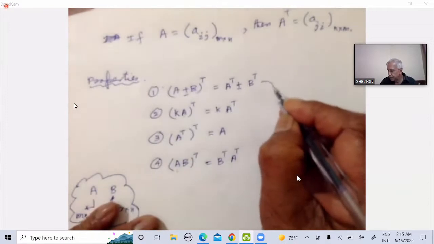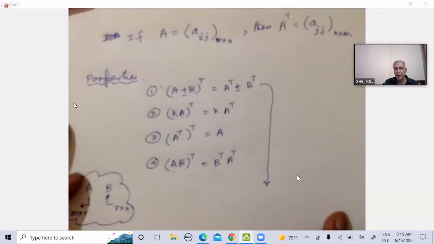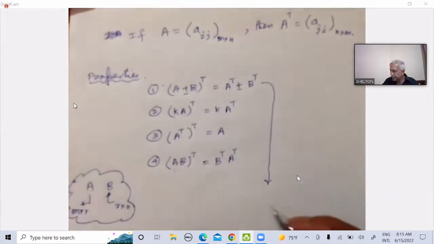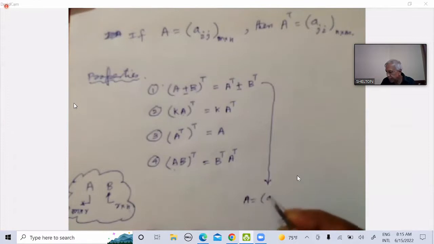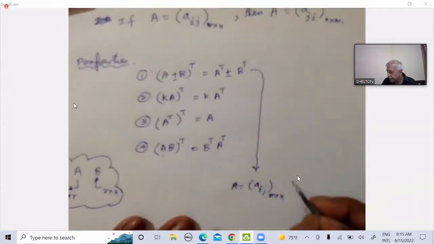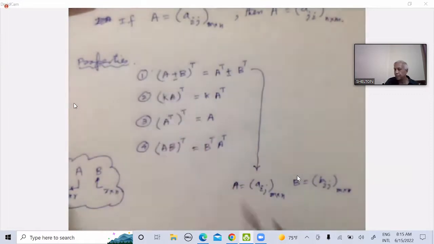When we do things like this, you think you have to just memorize them without any understanding of what is happening. Let me just take the plus sign and try to explain what happens. Suppose A is equal to Aij, m by n, and B, let us write it as Bij, m by n. Why do I have to take B to be of the same size? Because we want to talk about A plus B.